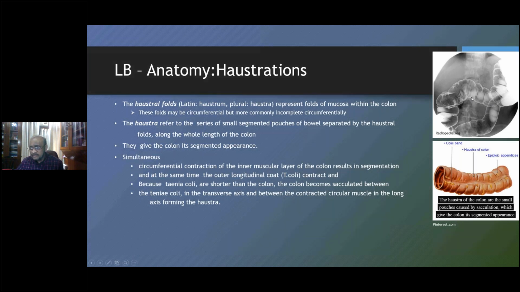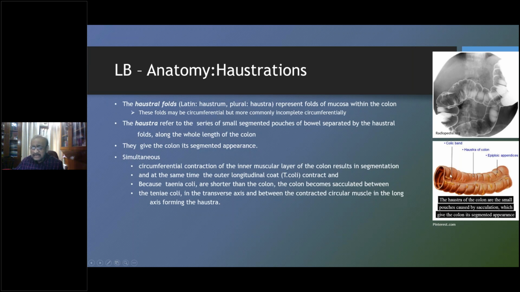So they're incomplete folds as opposed to the valvulae conniventes, which we talked about when we discussed the small bowel, maximally found in the jejunum, and as you go down toward the ileum, they become less and less, right? The haustra, on the other hand, refer to the series of small segmented pouches in between the circular muscle. So this pouching would be the haustral fold, and this would be the haustra, right? So the haustra is in between the two haustral folds, and that is the difference between haustra and a haustral fold. They give the colon a segmented appearance. See the segmented appearance of the colon? That's what we're looking at, right?